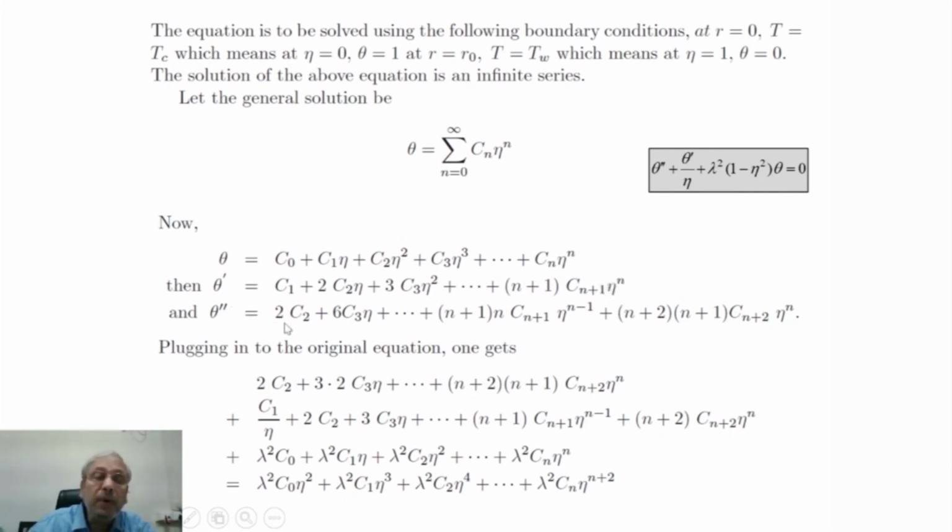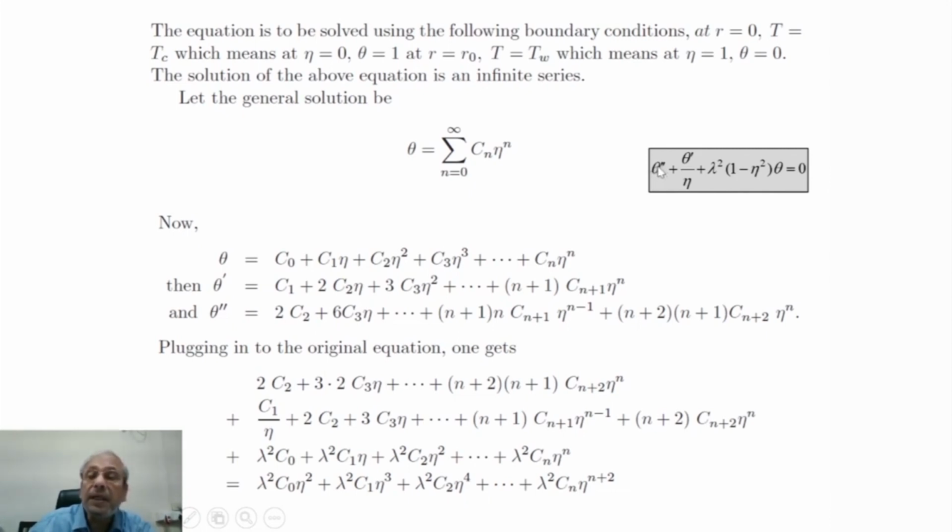And theta double prime also we can write as twice C2 plus 6 C3 eta. This way we can go up to n plus 1 into n into Cn plus 1 eta to the power n minus 1 plus n plus 2 into n plus 1 into Cn plus 2 into eta to the power n. So these are the derivatives. After finding theta prime and theta double prime, we have to plug them into this equation. This is the governing equation.